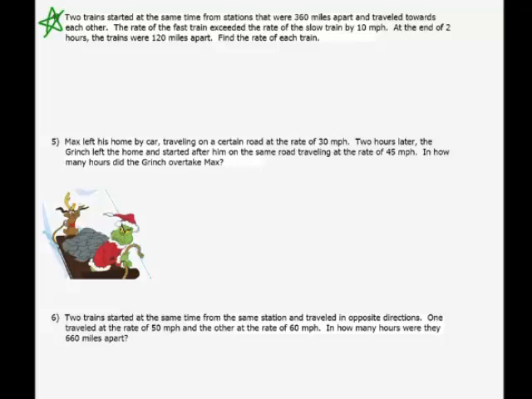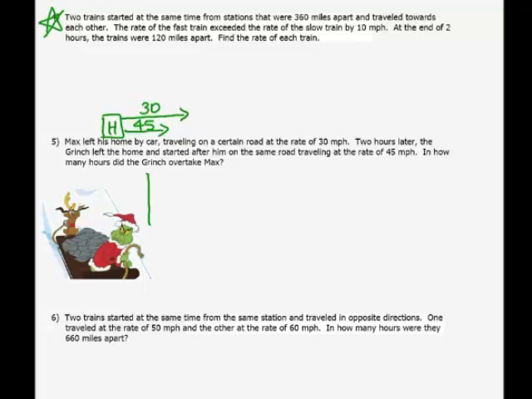He left his home by car, traveling on a certain road at 30 miles per hour. 2 hours later, the Grinch left and started after him at 45 miles per hour. And how many hours did the Grinch overtake Max? So here they are at home, and Max leaves at a rate of 30 miles per hour, and the Grinch leaves after him at a rate of 45 miles per hour. And I want to know when the Grinch meets up with him.